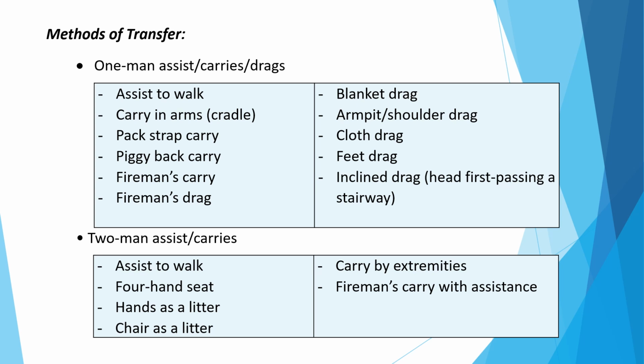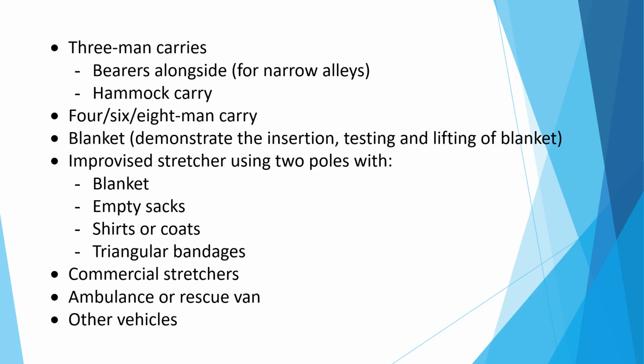when passing a stairway. While two-man assist or carry, you have assist to walk, forearm seat, hands as a seat, chairs as a seat, carry by extremity, fireman's carry with assistance. And of course, we have three-man carry, bearers alongside for narrow alleys, hammock carry, 4, 6, 8-man carry, blanket demonstrate the insertion, testing, and lifting of the blanket, improvised stretcher using 2 posts with blankets, empty sacks, shirts, and coats, triangular bandage, commercial stretchers, ambulance or rescue van, other vehicles necessary.